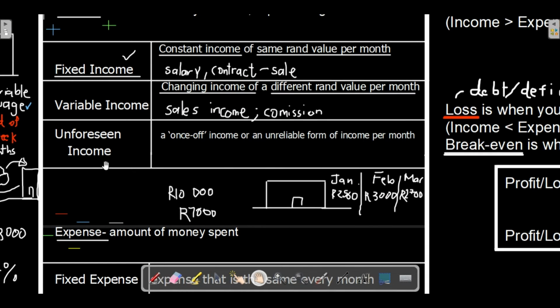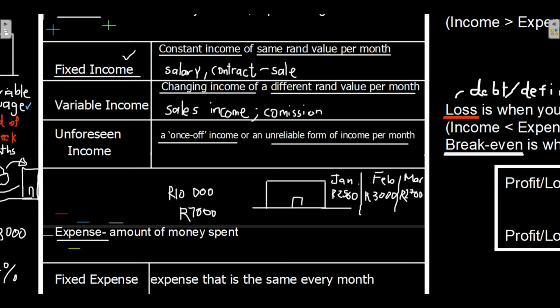And then the third type of income is unforeseen income. Unforeseen income is like a once-off income, or an unreliable form of income per month. That means that you did not foresee it. You did not see it coming. So it could be pocket money, maybe you do not usually get pocket money. It could be a gift from your parents for your birthday, maybe they give you 500 rands, or it could be a donation that is given to you. Could be anything. So it really is that type of income that you do not expect to get.